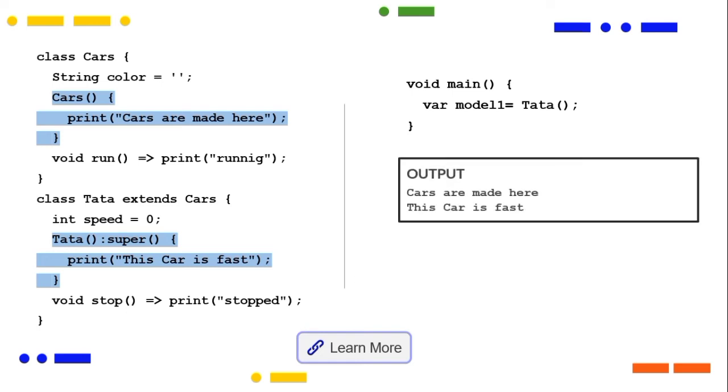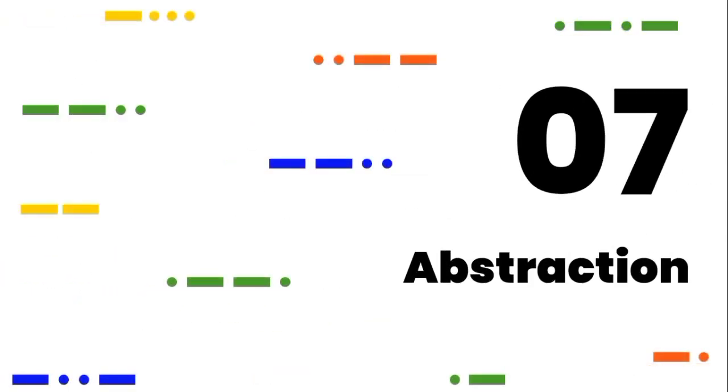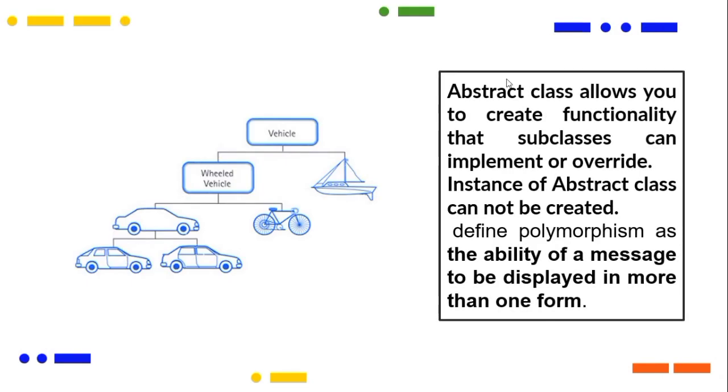Okay, let's move to the next topic, that is abstraction. What is abstraction? What actually happens is that we try to create simple classes, and we try to modify or add new features according to the object we want to create in the next class. So let's say we wanted to create a car as well as a cycle as well as some boat.